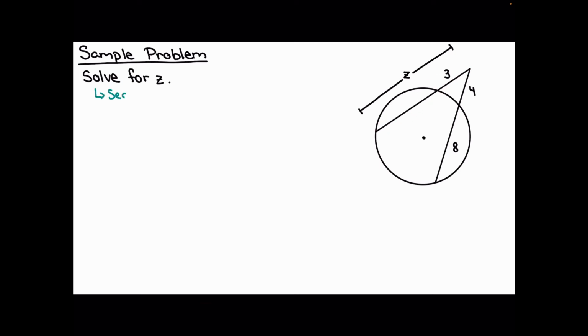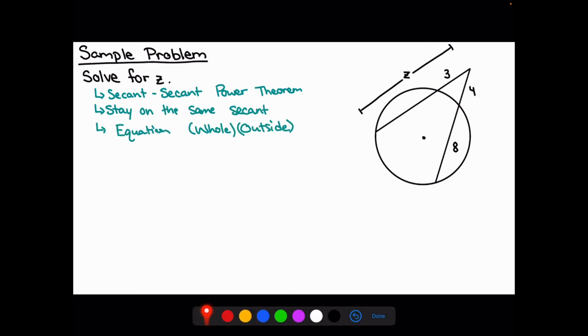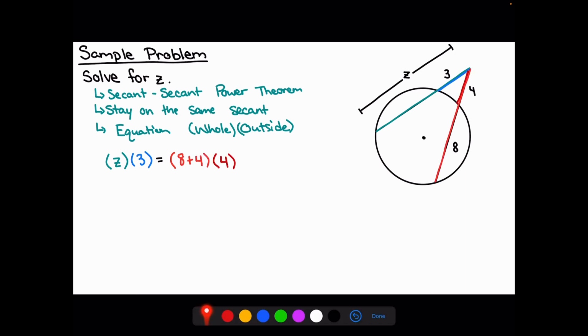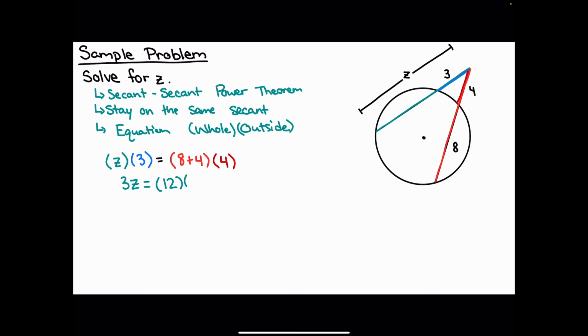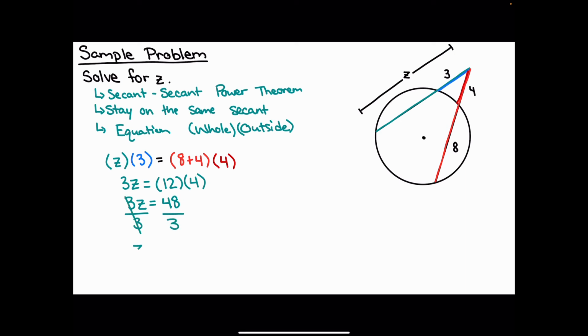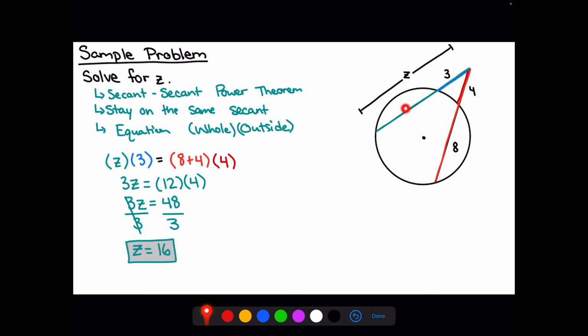So this would give me 3 times z is equal to 4 times 8 plus 4. Well, 8 plus 4 is 12, and 12 times 4 is 48. So 3z equals 48. From there, I just divide both sides by 3 to get z by itself, and that leaves us with z equals 16. So therefore, the length of this entire segment is 16 units.